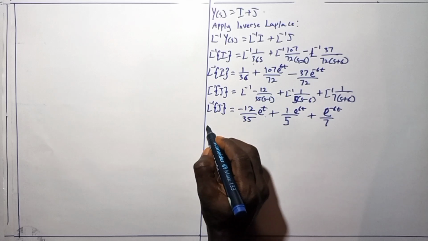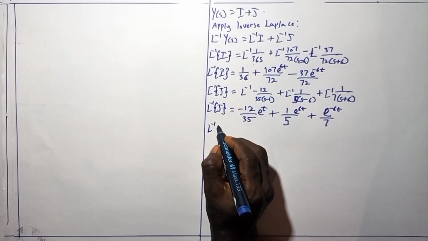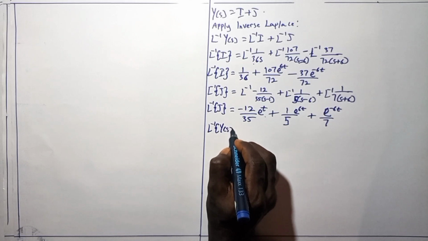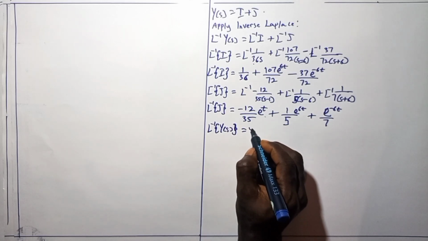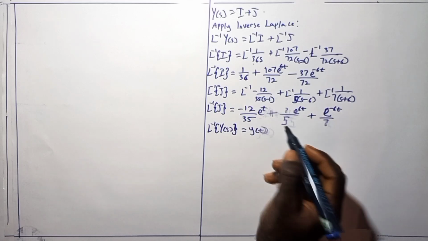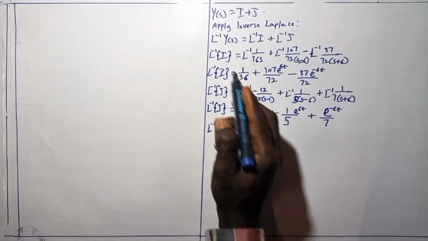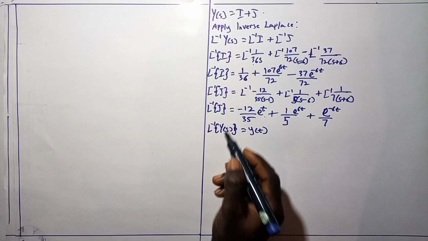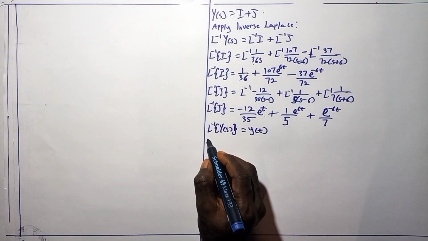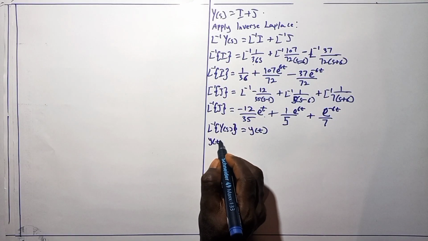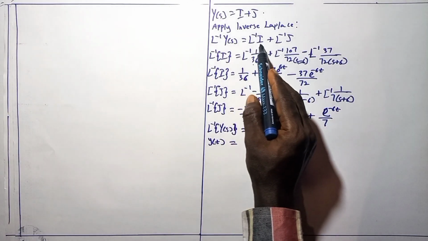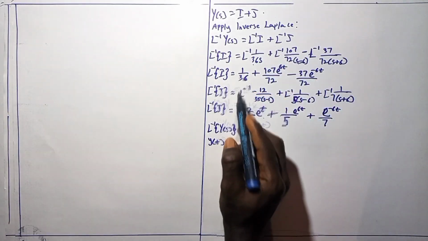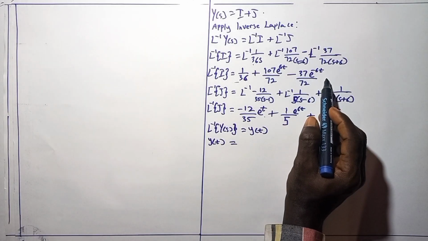And don't forget, inverse Laplace of y of s is what? y of t, the y that we're given in the question. So now let's write it as it were here. So y of t is equal to the inverse of I. Where is our I? This is our final inverse of I.